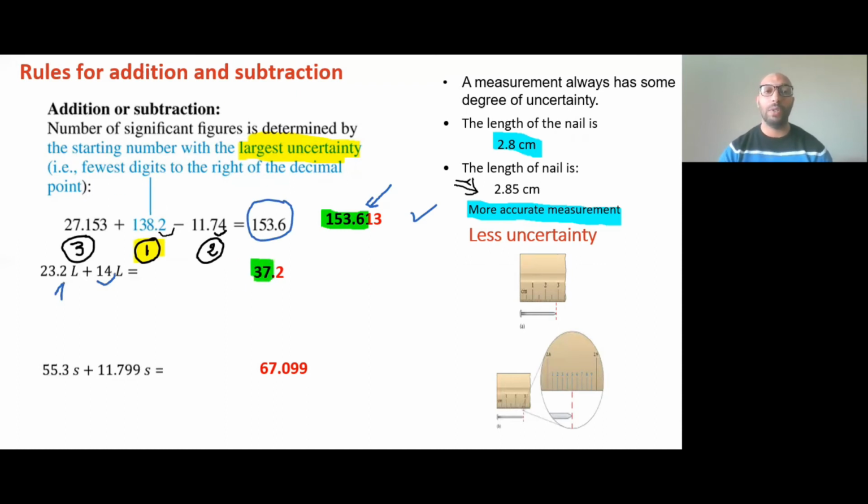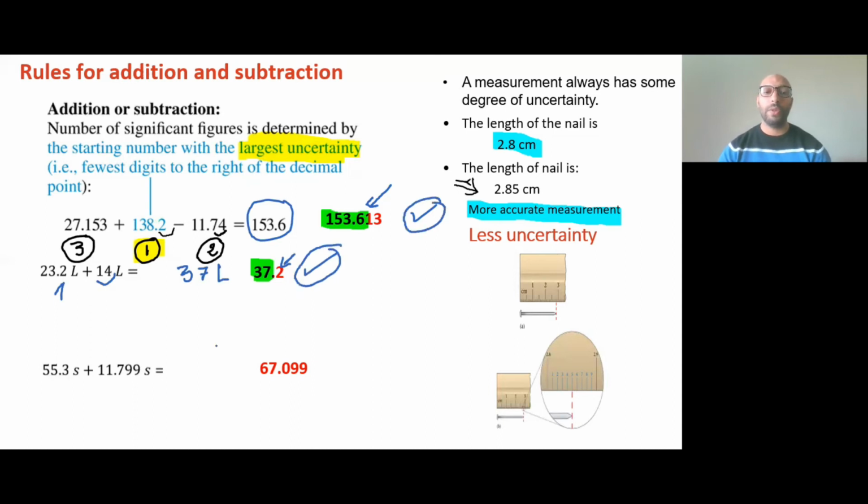But as I told you many times, we have to check this 2 after the last digit that we will choose. This 2 is lower than 5, so we will not round up. We will round down, and our result is only 37. Don't forget to write the unit, liters. It's okay. Let's move.